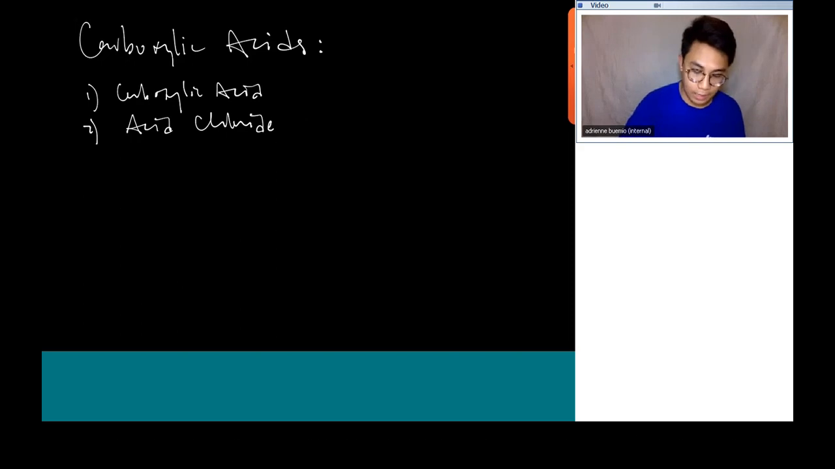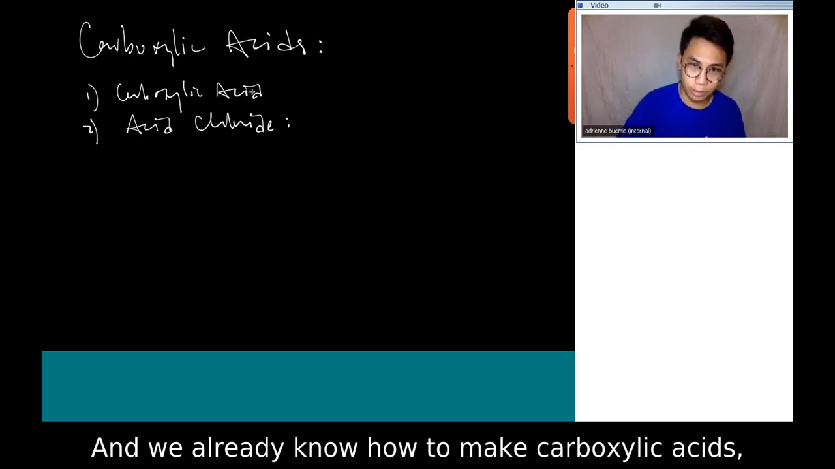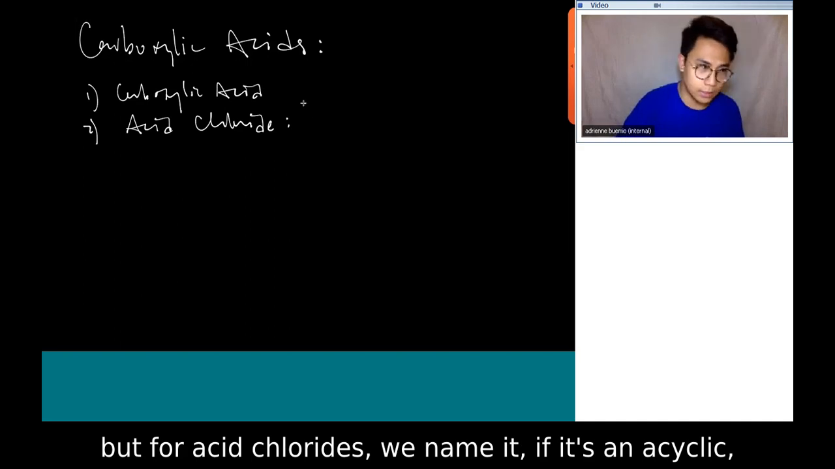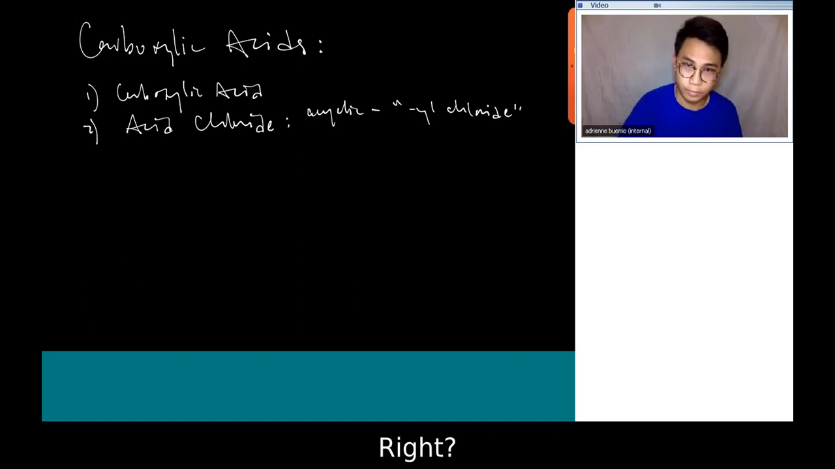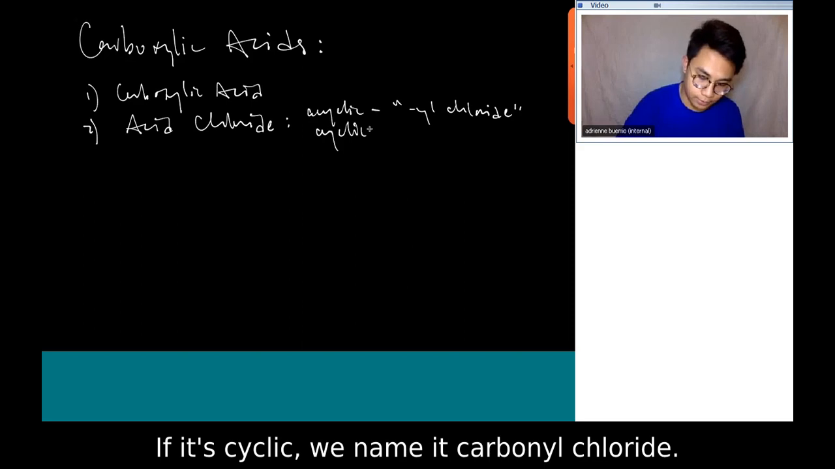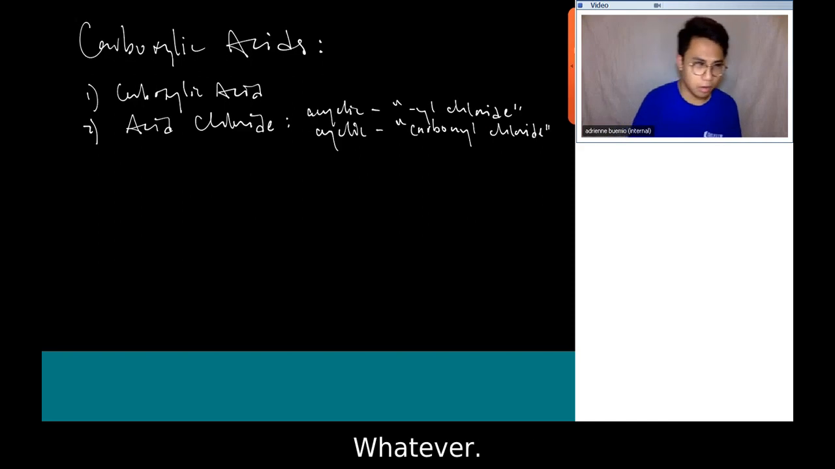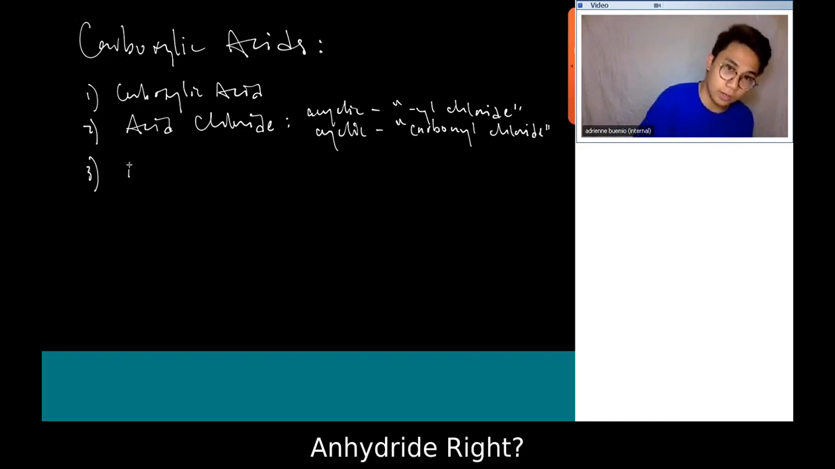right? And we already know how to name carboxylic acids, but for acid chlorides, if it's acyclic, we name it acyl chloride, right? Fair enough. If it's cyclic, we name it carbonyl chloride, right? So pretty straightforward. Then 3, anhydride, right?